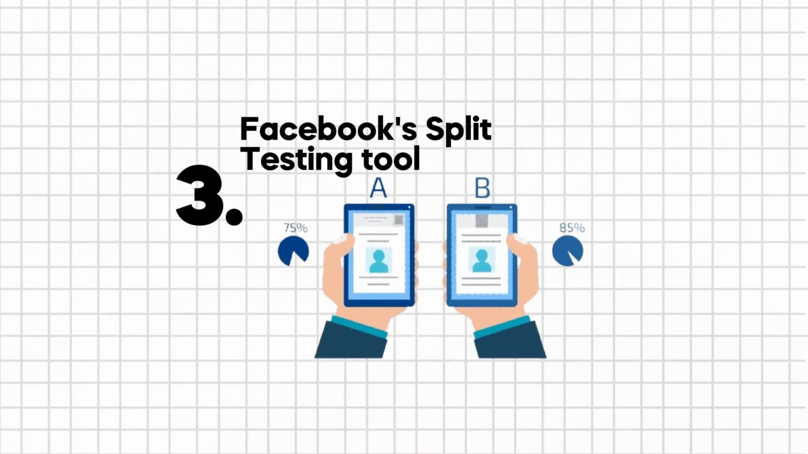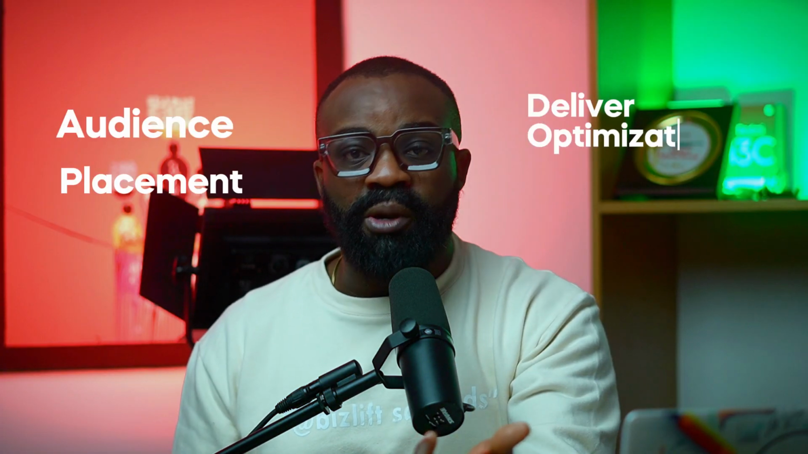Now, the number 3 feature that I think you need to leverage now is called Facebook split testing tool, right? Now, Facebook has a built-in split testing tool. Many advertisers are familiar with A/B testing manually, but Facebook's split testing feature does all the hard work for you. And here's the thing, it delivers statistically significant results. So you can test different variables like audience, placement, delivery optimization, creative, and Facebook will automatically run the test to determine the winner.